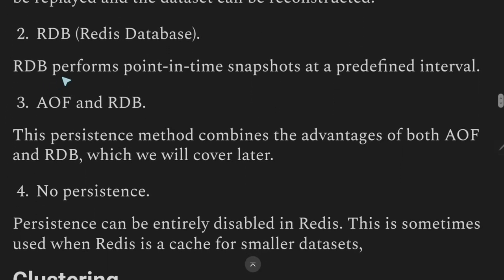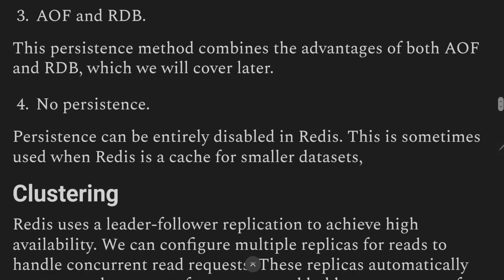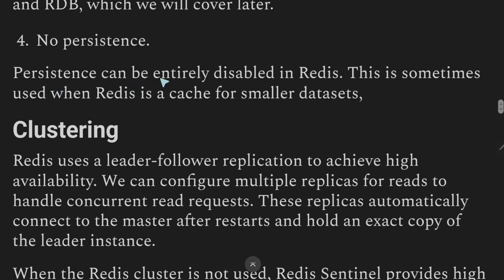RDB, Redis database. RDB performs point-in-time snapshots at a predefined interval. AOF and RDB: this persistence method combines the advantages of both AOF and RDB, which we will cover later. Or no persistence. Persistence can be entirely disabled. This is sometimes used when Redis is used for cache or smaller datasets.